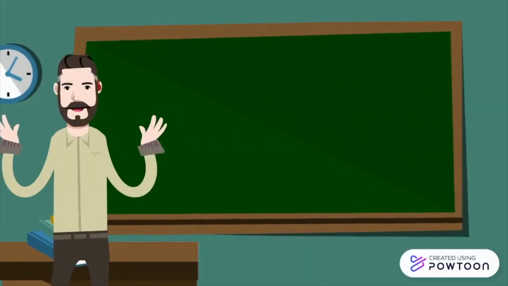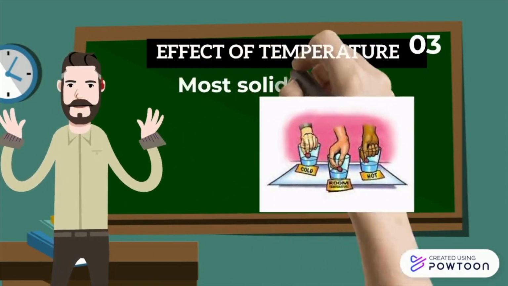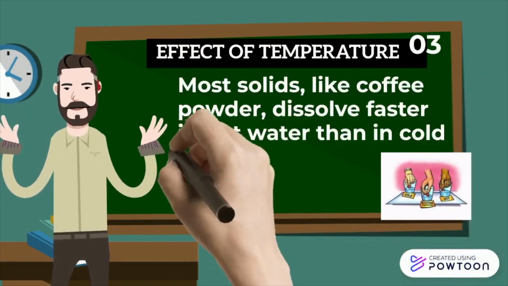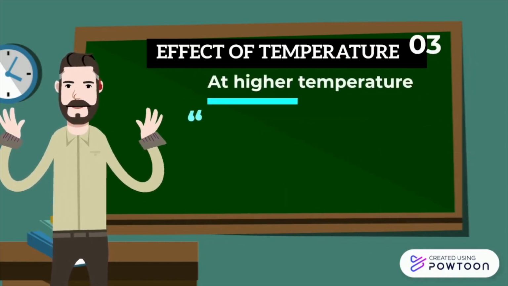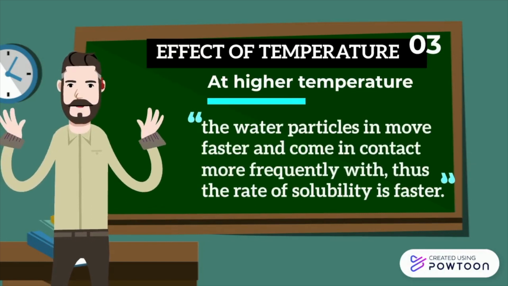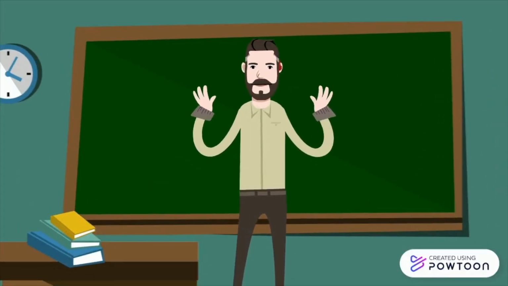And the last one would be the effect of temperature. Most solids like coffee powder dissolve faster in hot water than in cold water. At higher temperature, the water particles move faster and come in contact more frequently with the solute, thus the rate of solubility is faster. That's it for today's discussion.